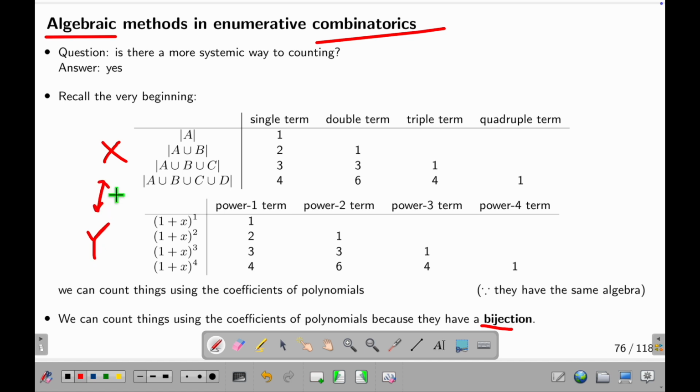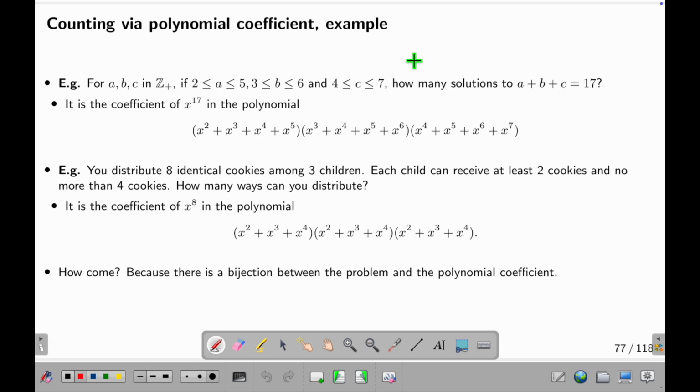So that's why we can use binomial to count stuff. Then what's the generalization? If we want to count permutation, combination, whatever thing, can we always get a Y to count the X? Yes. So here's the starting point.